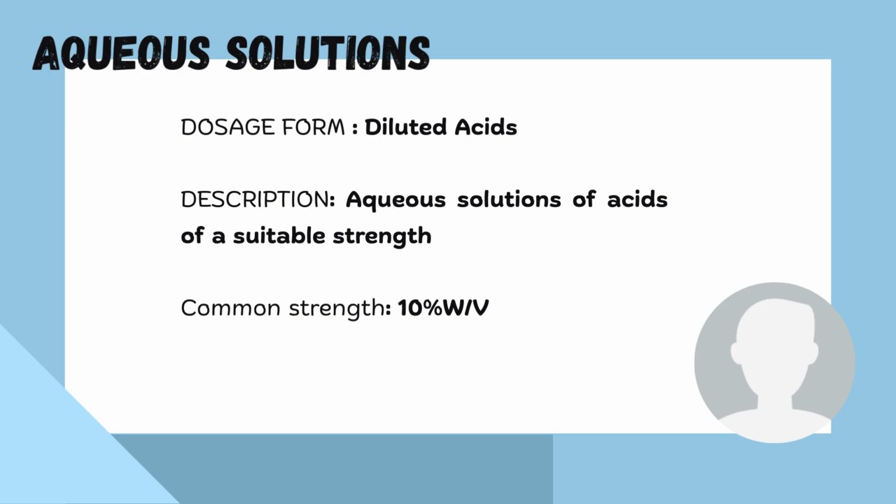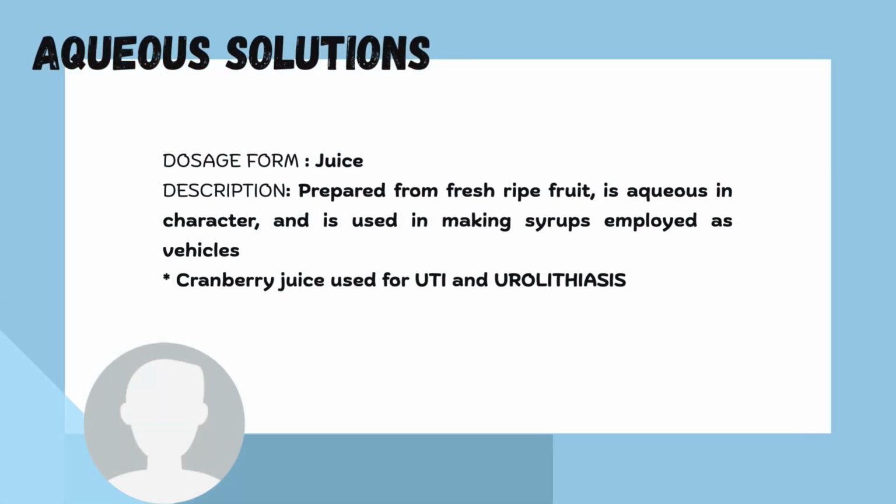Okay, remember that diluted acids are just weaker forms of strong acids used in medicine, usually at 10% weight over volume, made by adding acid to water and mainly used as acidifying agents or antiseptics. Next dosage form, the juice. So juices are aqueous solutions prepared from fresh, ripe fruits. They are mainly used in making syrups that serve as flavoring vehicles for oral preparation.